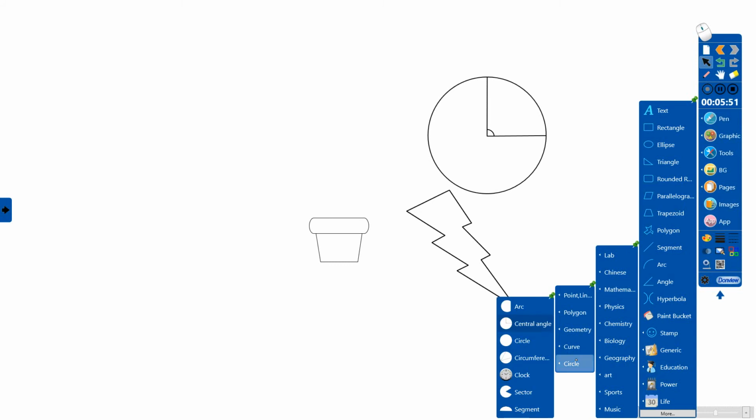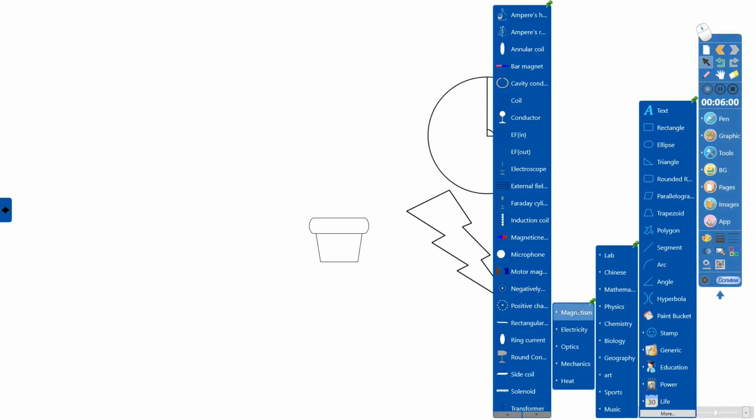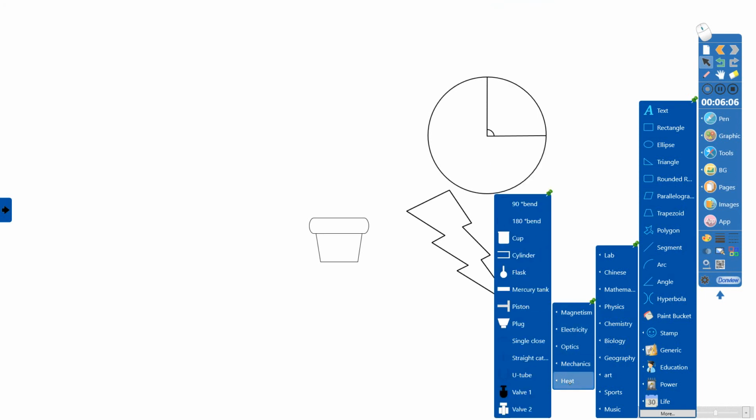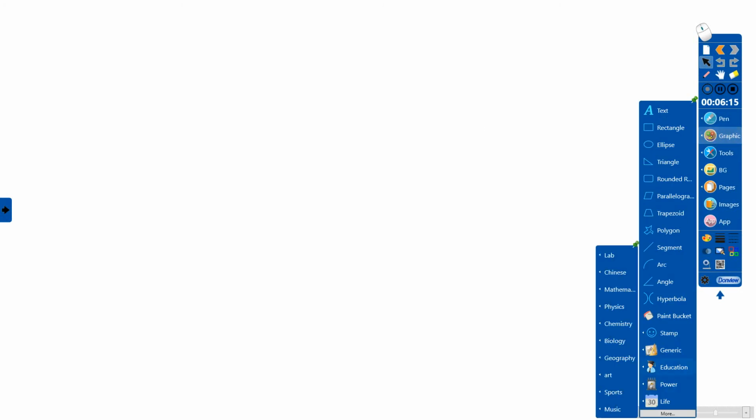Next in the list is physics. Under physics, there are several more sub-menus: magnetism, electricity, optics, mechanics, and heat. It is a good idea to explore through these menus and find all the different icons available under these headings. Chemistry. Under chemistry, we have some organic shapes and atomic symbols.